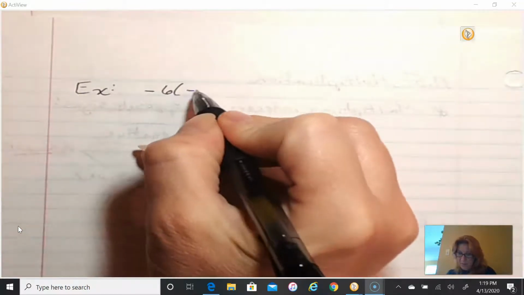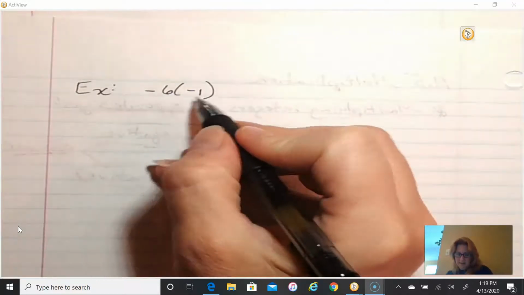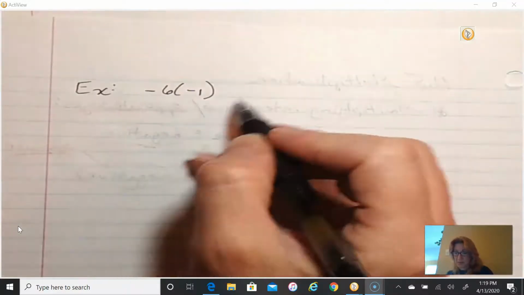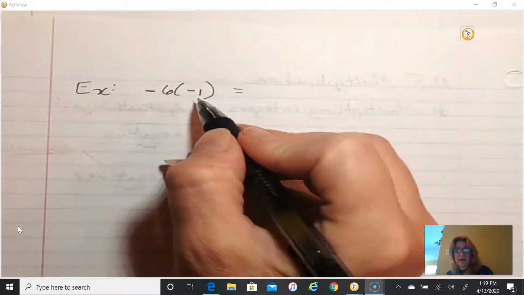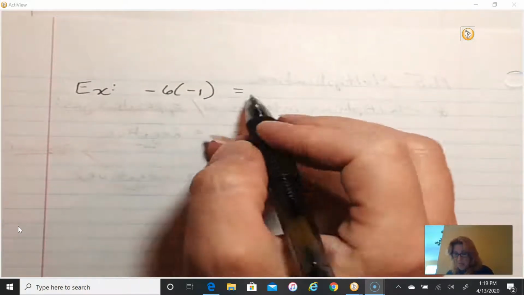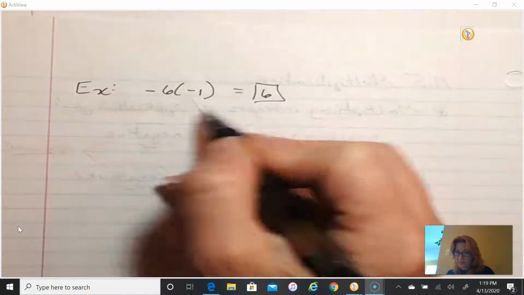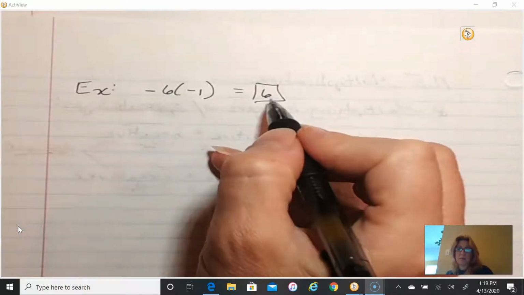Negative 6 times negative 1. That's not negative 6 minus 1. That's multiplication. You have a negative and a negative. The answer is going to be positive. Positive 6. Negative 6 times negative 1 is positive 6.